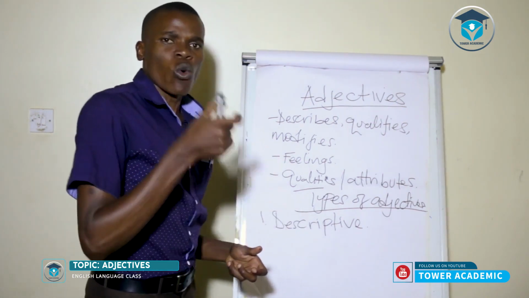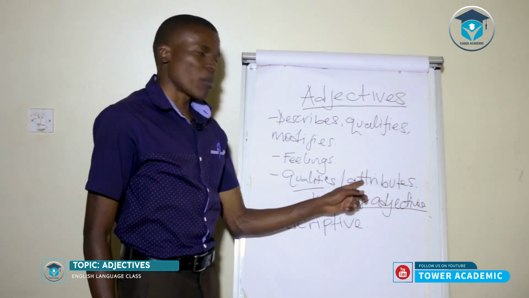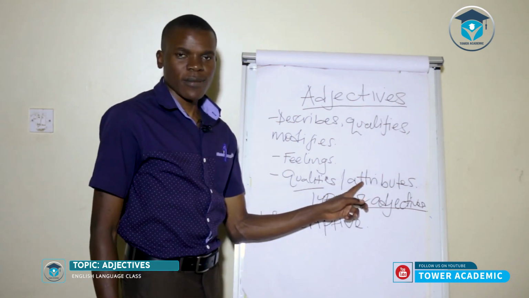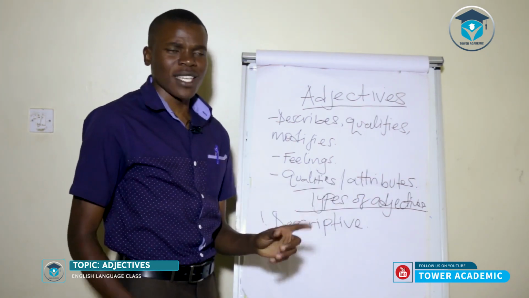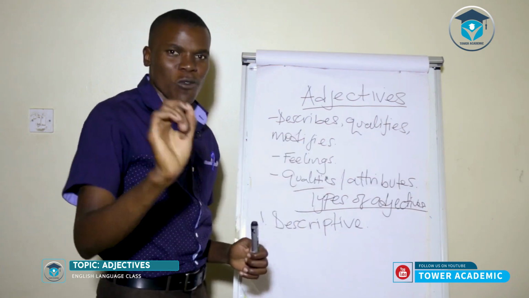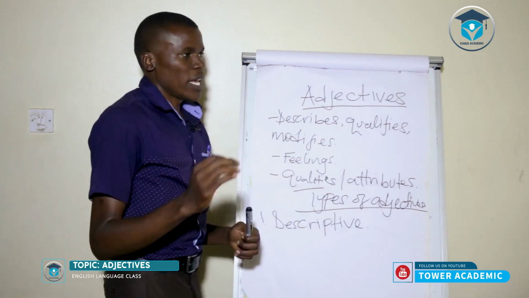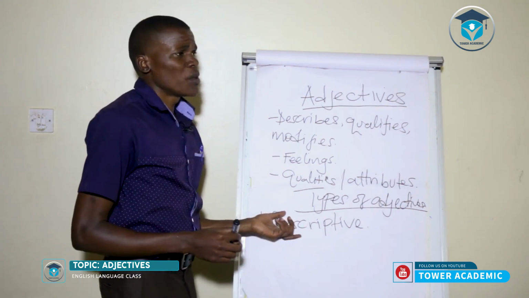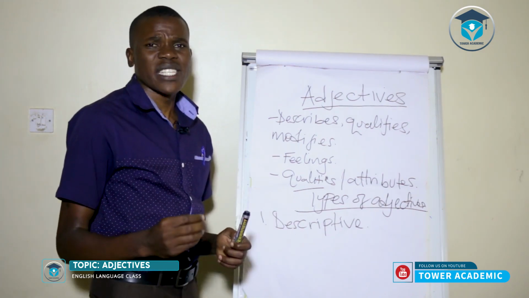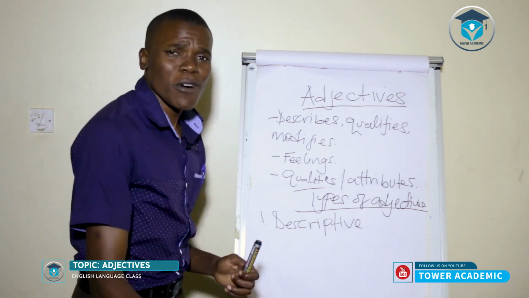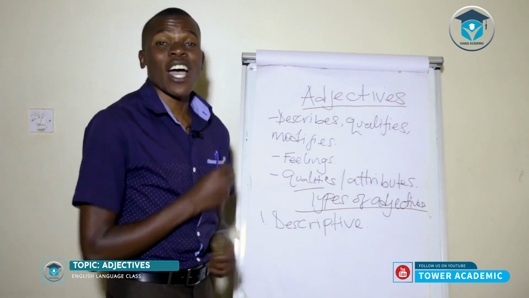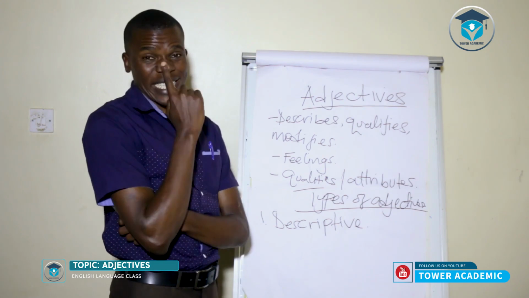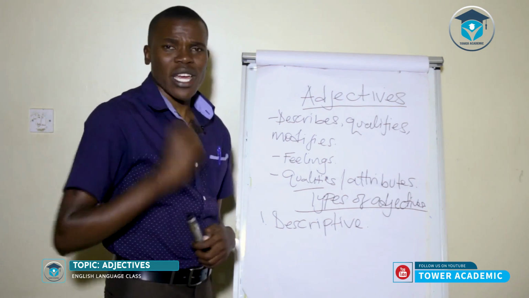When you describe, what are you describing? Probably an attribute of something. So, when you describe the attribute of something, given the kind of word that you choose, we will call that a descriptive adjective. All right, so a descriptive adjective is that one which gives us extra information on the noun that is being discussed. Extra information.